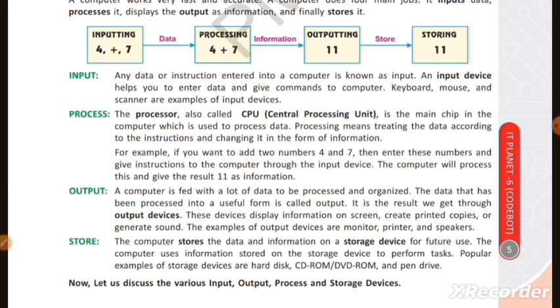It is the result we get through output devices. The output is given to the user by the output devices. These devices display information on screen, create printed copy or generate sound. We can achieve the output in different ways, like on screen, we can create a printed copy, or we can generate it as sound. The examples of output devices are basically monitor, printer and speakers.